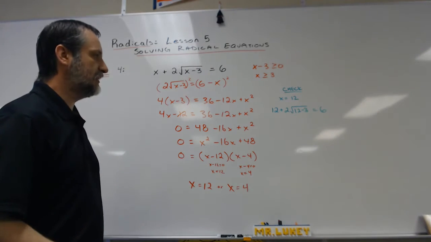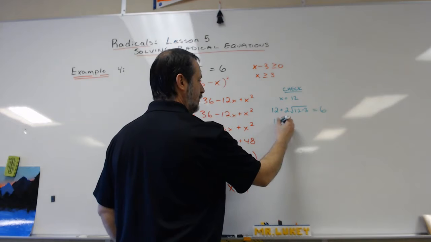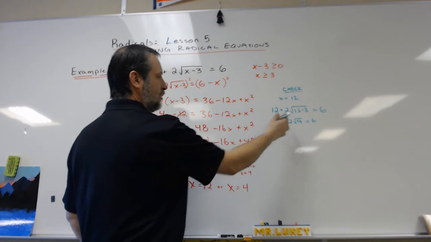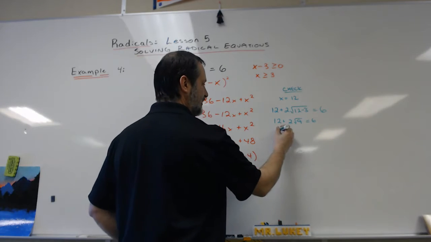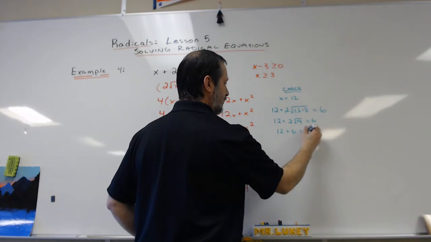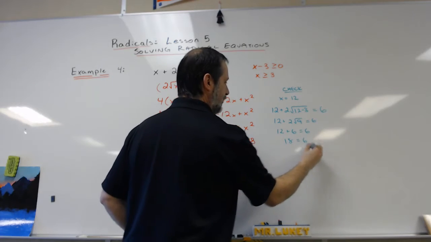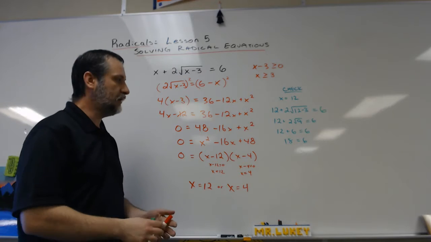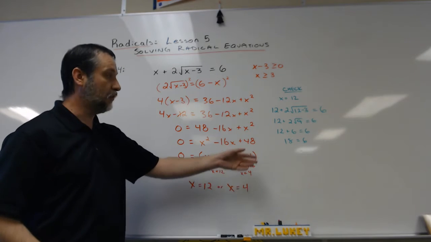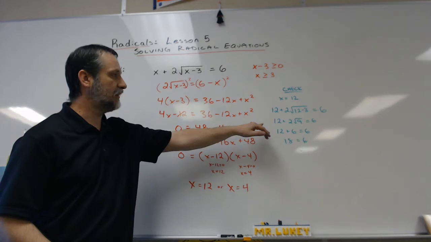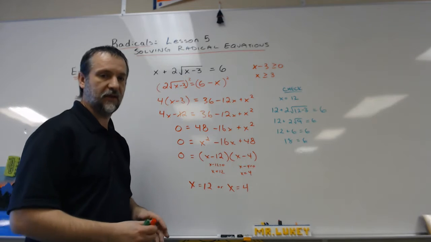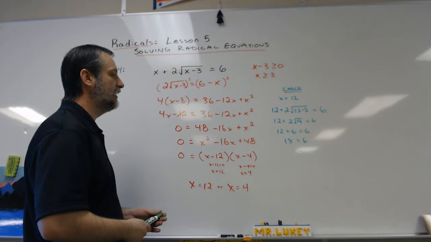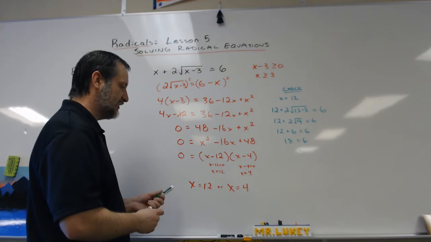All right, so I'm going to check this. So 12 plus 2 times the square root of 9 equals 6. So 12 plus 2 times the square root of 9 is 18, not 6. So for 12 to work, we can see that it does not work, right? If it was a subtract, if a negative 12, then perhaps, but again, the absolute value coming out of the radical is going to cause an issue with that. So 18 does not equal 6, so that means that 12 is an extraneous root.